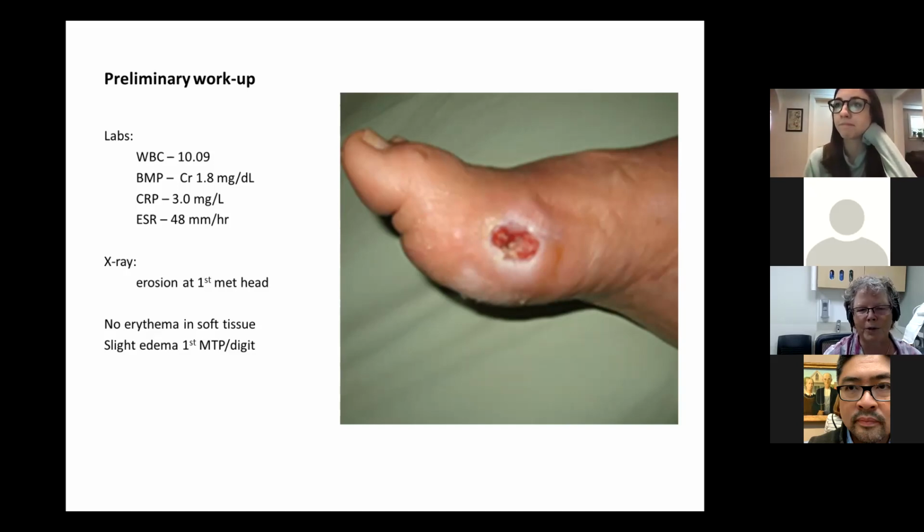So I have a high index of suspicion. I have a low threshold. So I order a fair amount of x-rays on wounds that are not doing what I think they should do.